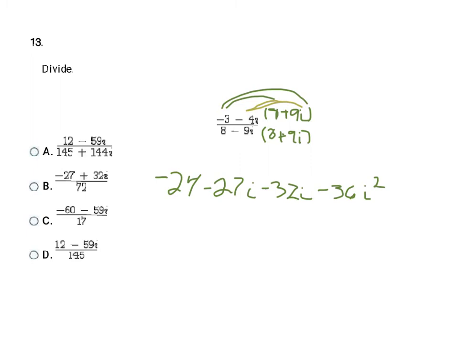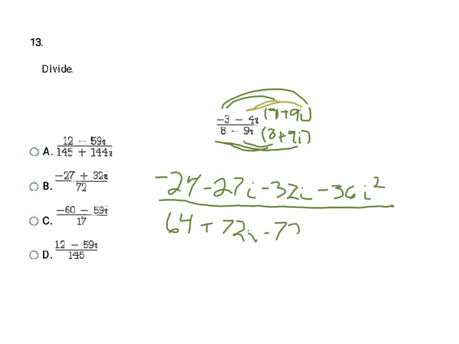And then I'm going to do the same with the bottom. I'm going to take the 8 times the 8, which is 64. I'm going to take 8 times 9i, which is 72i. I'm going to take negative 9i times 8, which is minus 72i. And then I'm going to take negative 9i times positive 9i, which is negative 81i squared.